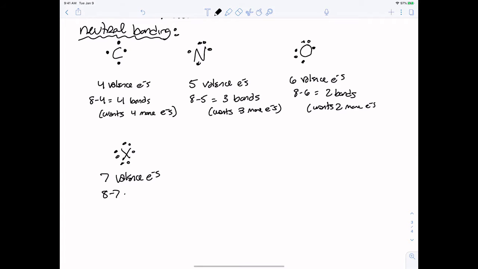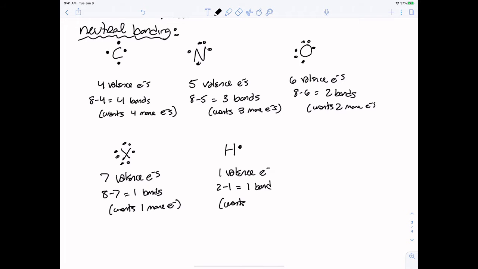It also wants an octet, so 8 minus 7 is 1. It wants 1 more electron. It wants to share 1 more. And then hydrogen. Hydrogen has 1 valence electron. It does not want to form an octet, right? It only has an s orbital. There's only 1 value of m sub l for s orbitals, so 2 electrons maximum. So 2 minus 1, 1 bond, right? Wants 1 more electron.